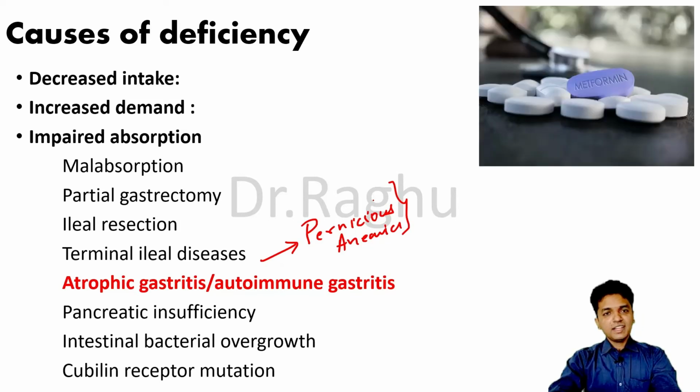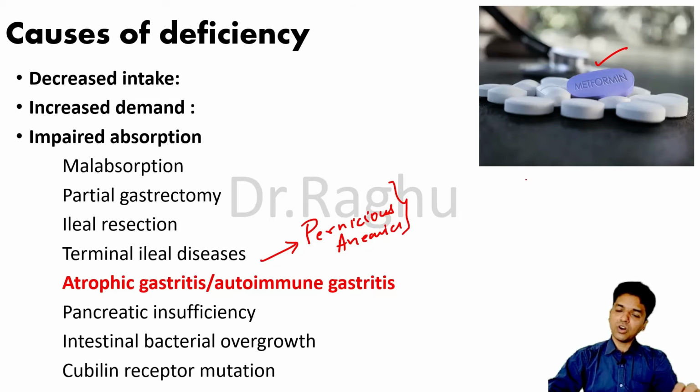And these days, one very important drug which is implicated in causing vitamin B12 deficiency is metformin. This is the drug of choice in patients who are suffering from type 2 diabetes mellitus. So if you are treating a diabetes patient who is on metformin and who presents to you with symptoms and signs of vitamin B12 deficiency, always investigate the case thoroughly to find out the causes of deficiency. So remember this cause also.